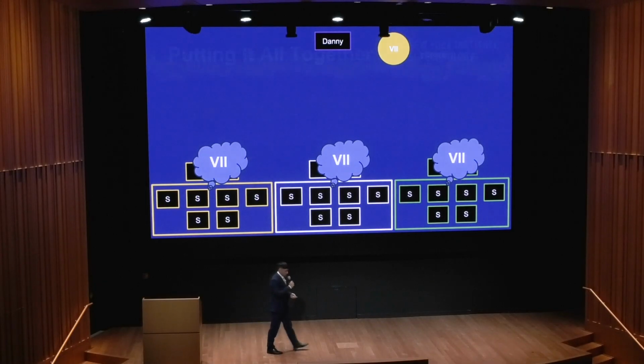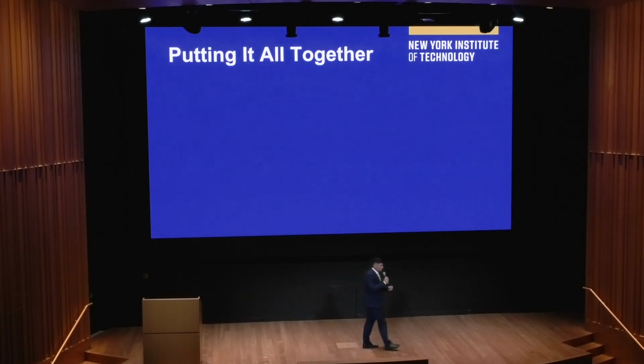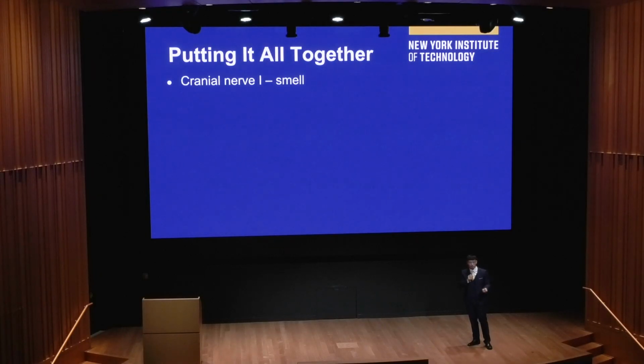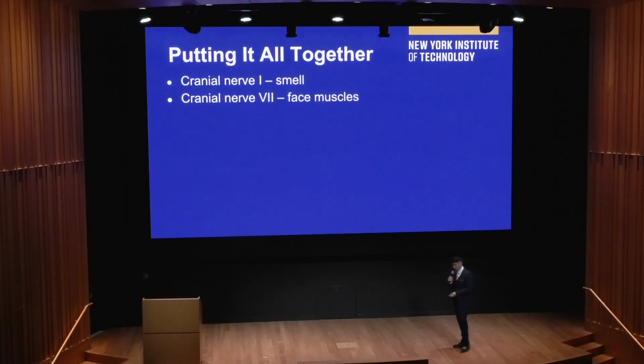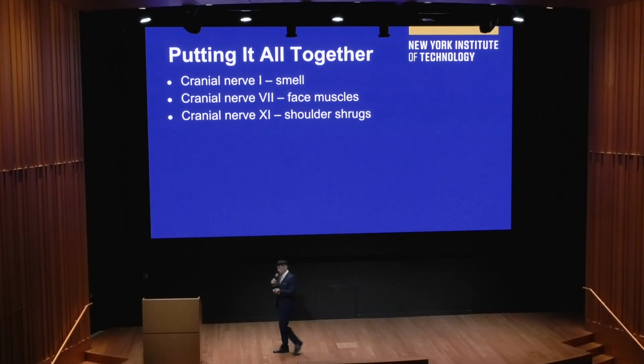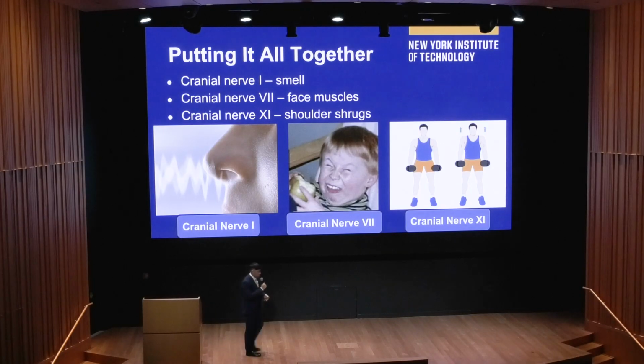Now, with what little time we have left, I want to put everything together for you all. I want us to apply everything we've been talking about so far and learn three cranial nerves. And those cranial nerves that I want you guys to learn about are cranial nerve 1, which is responsible for your smell, cranial nerve 7, which controls your face muscles, cranial nerve 11, which helps shrug your shoulders up. Now, as you guys are reading all this, these are their functions, but let me give you a visual so you can associate those functions with actions.